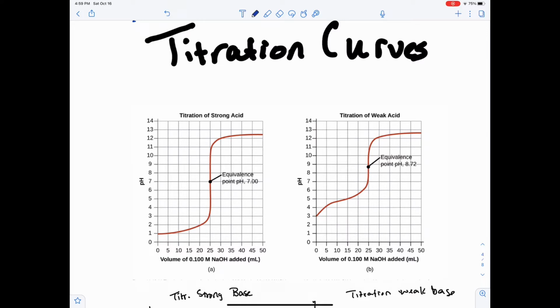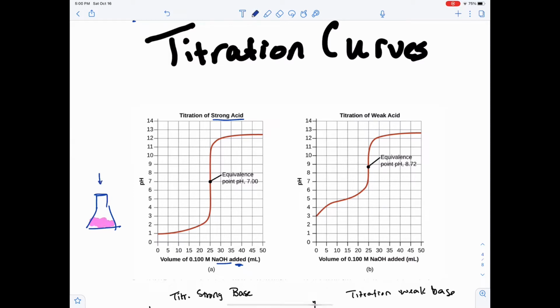So let's look at titration curves. Remember with the titration, you're going to start with something in a flask. The thing in the flask, it'll say like titration of a strong acid. The "of" part, that's what's in the flask. So in this case, it's a strong acid. So I've just got this liquid. That's the strong acid part.